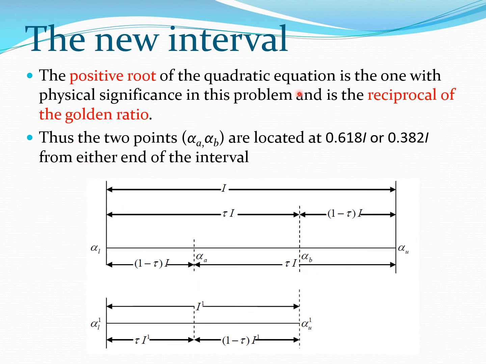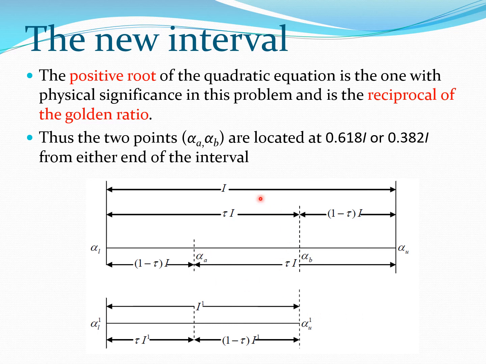So the positive root of the quadratic equation we saw in the previous slide is the one with physical significance and is the reciprocal of the golden ratio. Thus the 2 points alpha A and alpha B are located at 0.618 and 0.382I from each end of this interval. So this is how essentially the golden ratio or the reciprocal of the golden ratio comes out in this problem, and that's why this is sometimes known as the golden section method or golden search method, and such nomenclature is used.